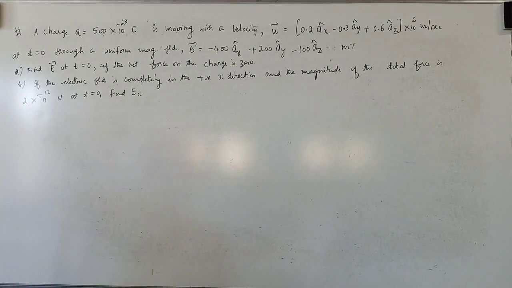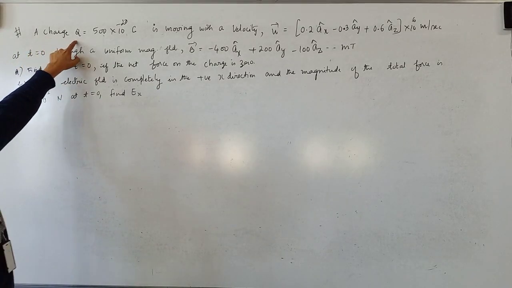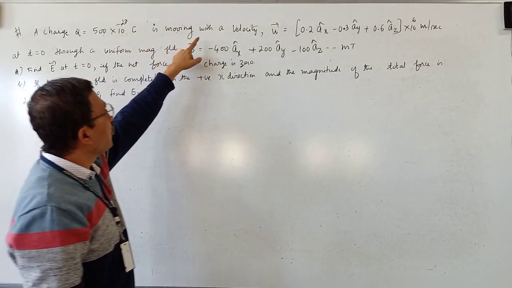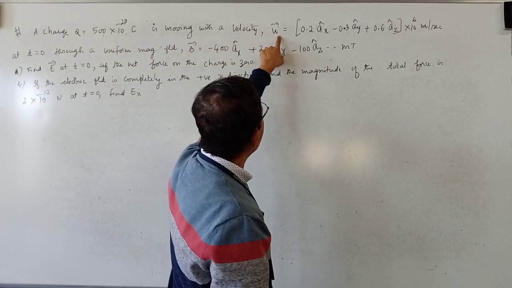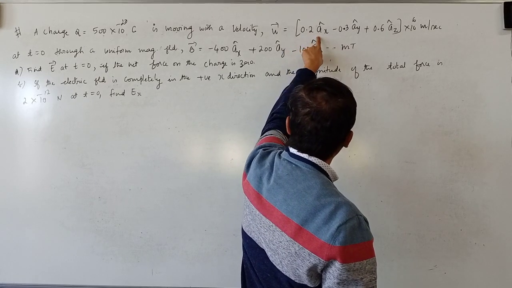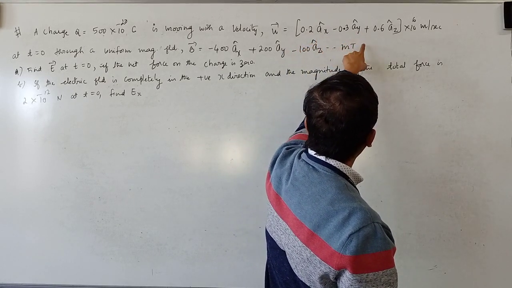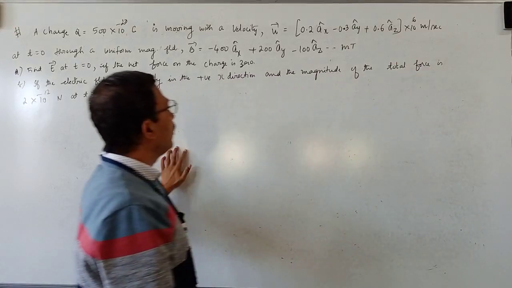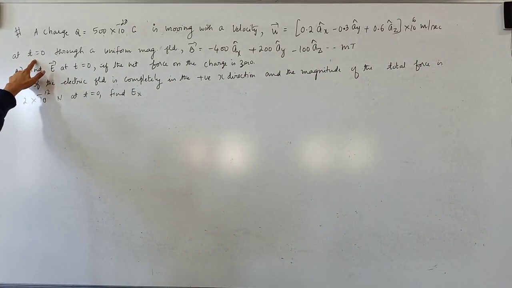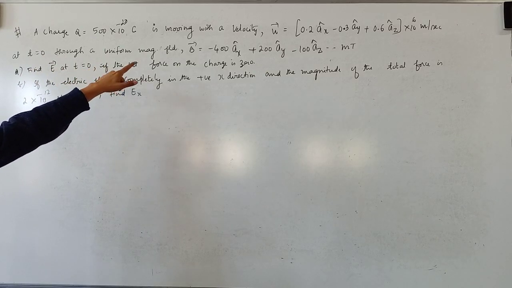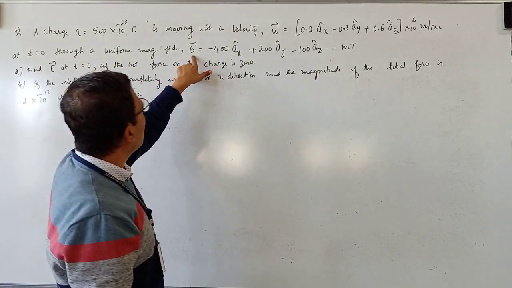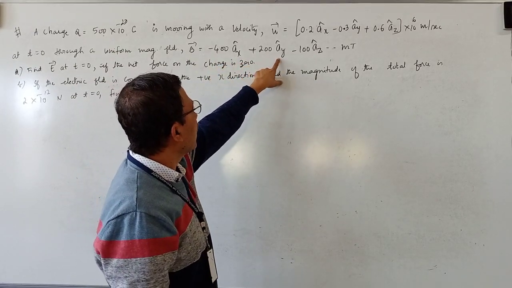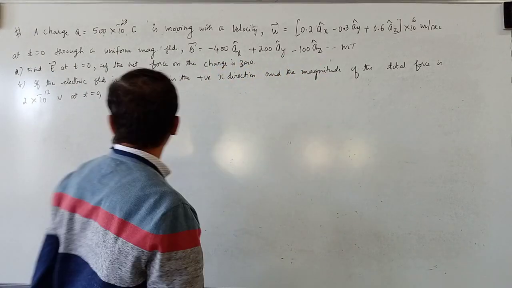Let me read out the problem once again. A charge Q equal to 500 into 10 to the power minus 20 coulombs is moving with a velocity vector u equal to 0.2 into ax cap minus 0.3 into ay cap plus 0.6 into az cap into 10 to the power 6 meters per second, at t equal to 0, through a uniform magnetic field of flux density, vector B equal to minus 400 ax cap plus 200 ay cap minus 100 az cap millitesla.